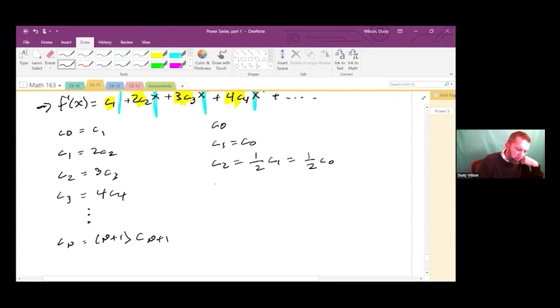How about C3? So C3 here, I'm looking at this equation. So I'm going to solve for C3. So C3 will be 1/3 C2. And we've already found that C2 is 1/2 C naught. So this would be the same as 1/3 times 1/2 C naught. Okay. How about C4?